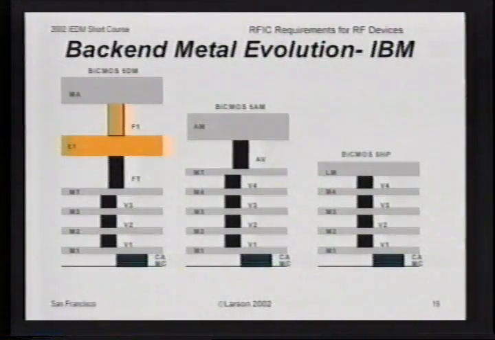Now, one of the ways that we can accomplish this improvement in performance is, as I said, to go to a thicker last level metal. This is a backend stack from IBM. And a thicker final layer of metal just lowers the series resistance. And as we evolve to copper metallization, you can even strap two of these metals together and have a copper layer here, and then put that in parallel with this thick layer of aluminum, and reduce the series resistance even further.